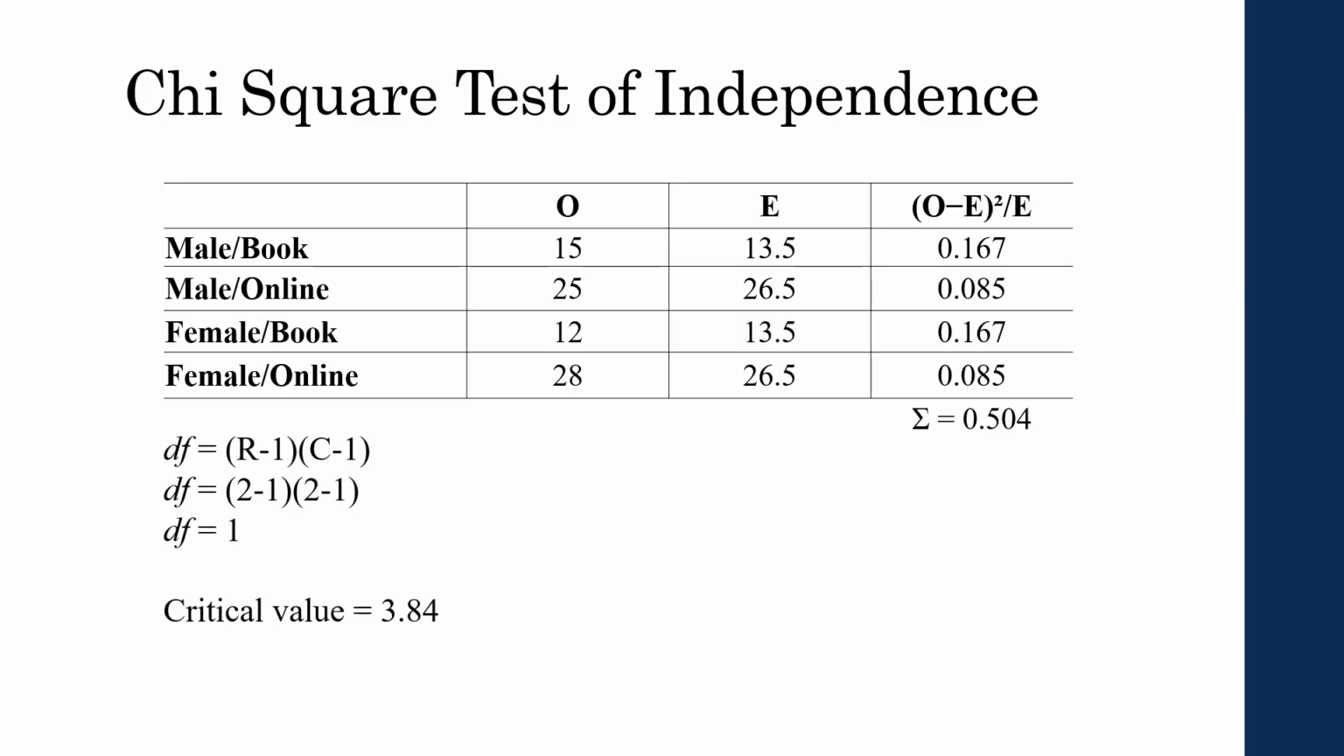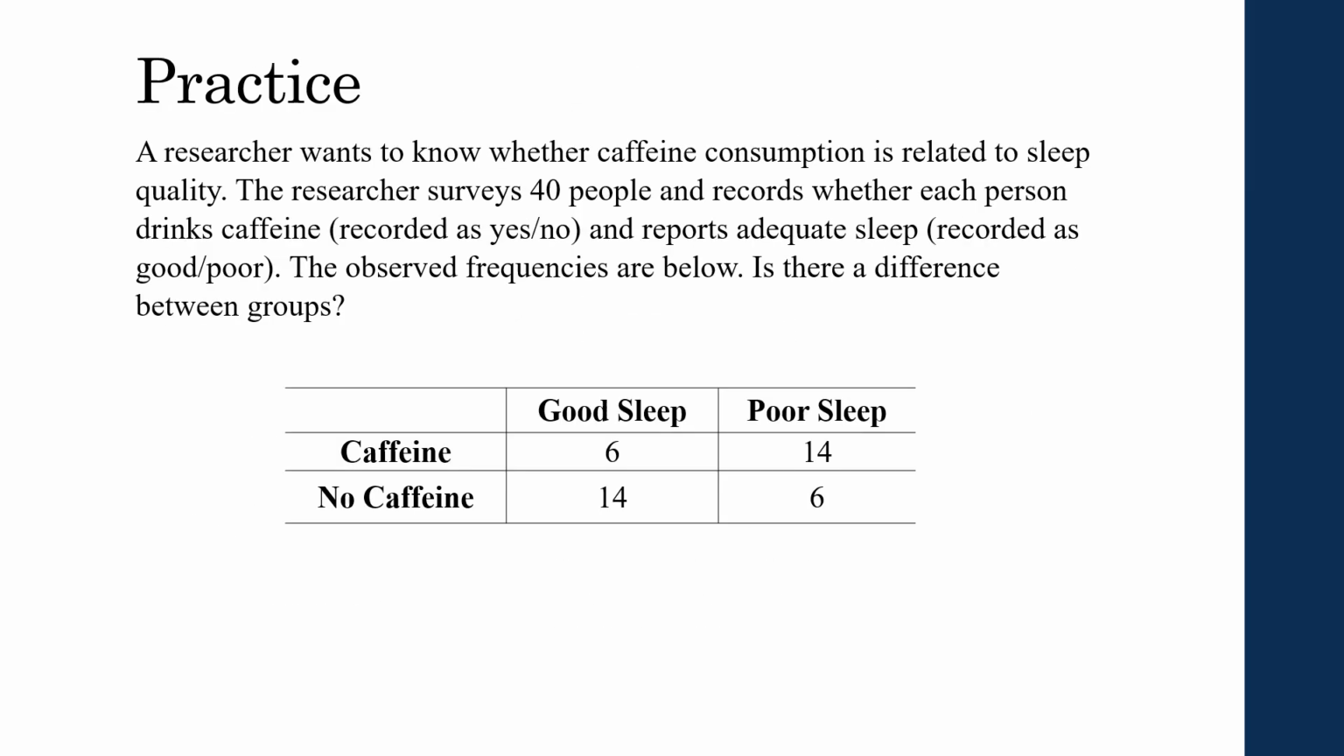The degrees of freedom is row minus 1 times column minus 1. We have two rows and two columns, so this gives us 1 degree of freedom, making our critical value 3.84. Our output is less than the critical value, so we fail to reject the null. The variables are independent. Here's a practice problem for you to try on your own.